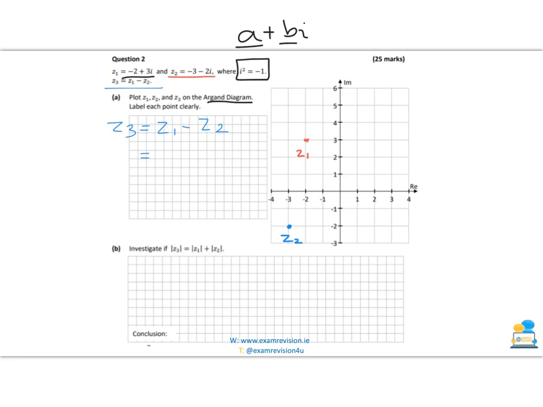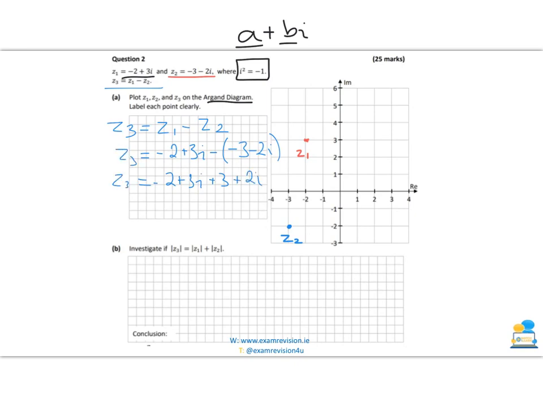So I'm going to write this out now. So it's going to be -2 plus 3i minus. Now make sure you put Z2 into a bracket, because that minus needs to hit off everything inside here, not just the -3. So that's going to give me -2 plus 3i plus 3 plus 2i.